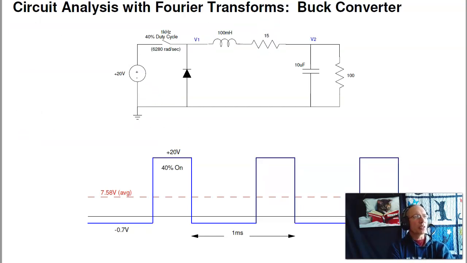So here's where the leap of faith comes in. That worked for a function where I knew what the answer was. Let's take a function where I don't know what the answer is, meaning the square wave that we had last time. This is your buck converter, 40% on at 20 volts, 60% off at minus 0.7. V1 is not a sine wave. Find the Fourier transform of it. Find a bunch of sine waves that do add up to V1.